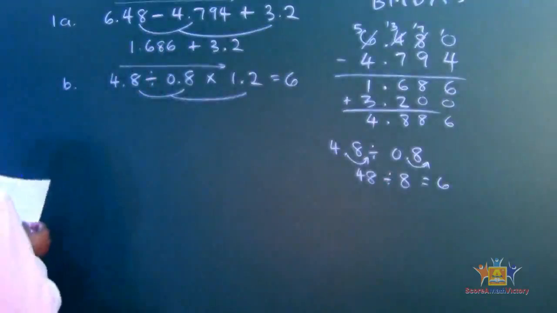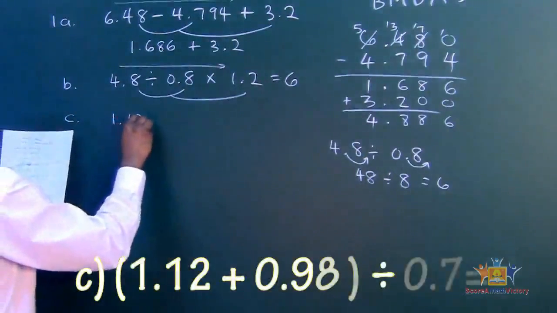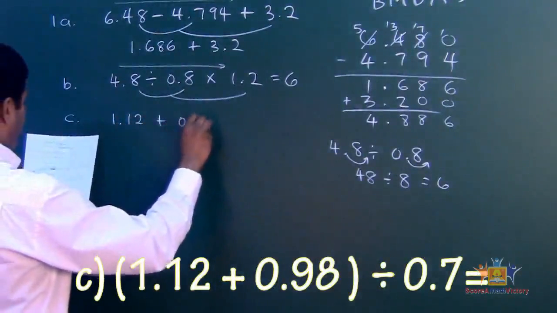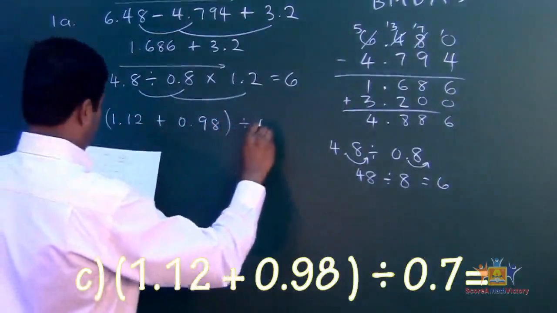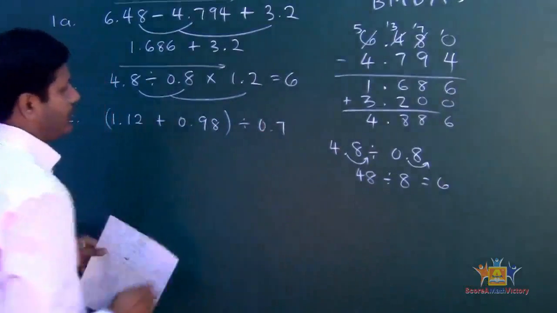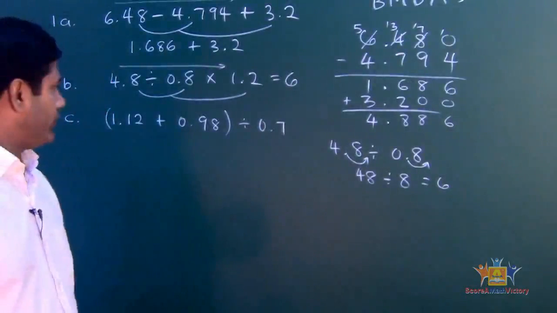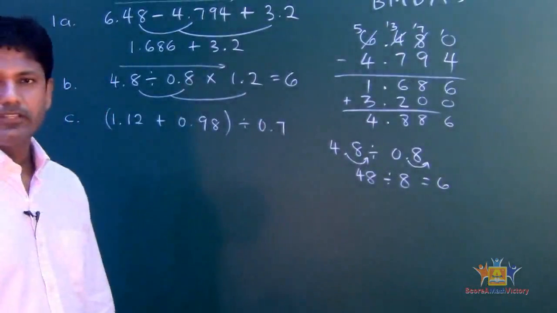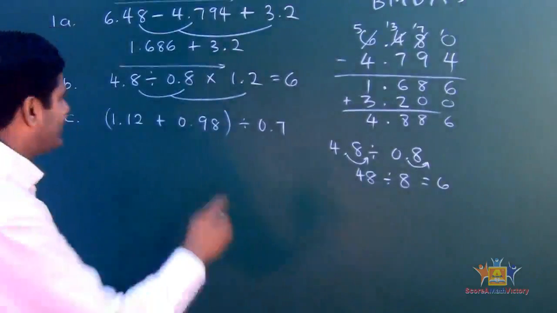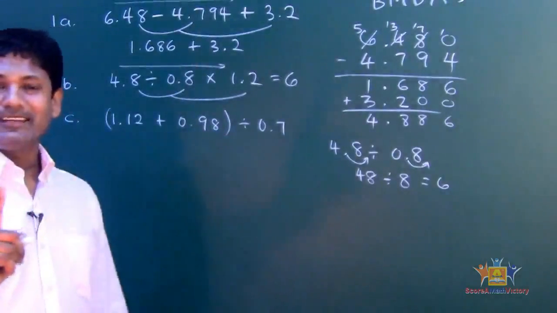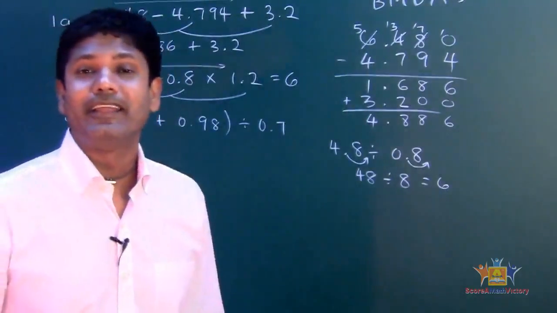Okay, now let's look at problem number C. Now C, you're given 1.12 plus 0.98 in brackets, divided by 0.7. Ask yourself, who goes first? Addition or division? No, we don't make that decision by that. Why? Because there's a bracket. The bracket says, you go first. It has top priority. See that?